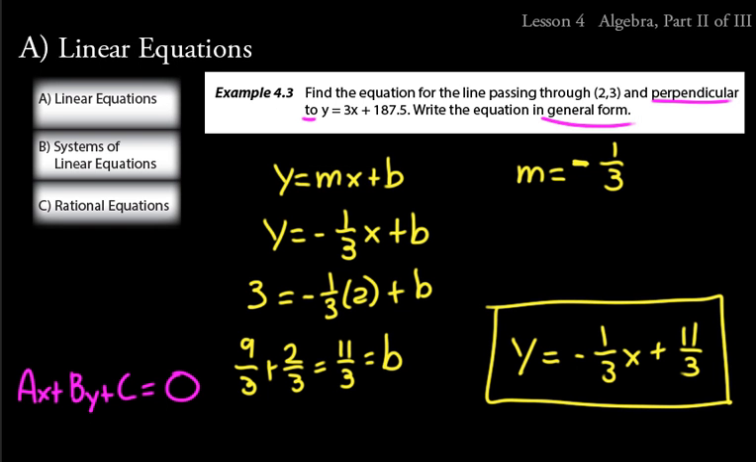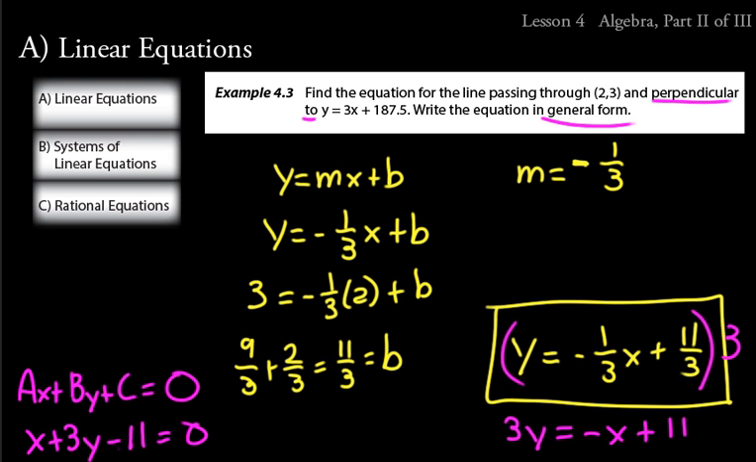So we would do that by multiplying every term by 3 first. So all of this by 3. And that would give us 3y is equal to minus x plus 11. Now just move everything over to the left side and have equals 0 on the right side. So that would end up giving us x plus 3y minus 11 is equal to 0. There's our general form: x plus 3y minus 11 equals 0. Just another way to write an equation of a line that you need to be familiar with.